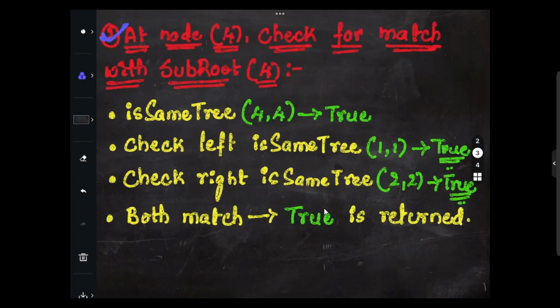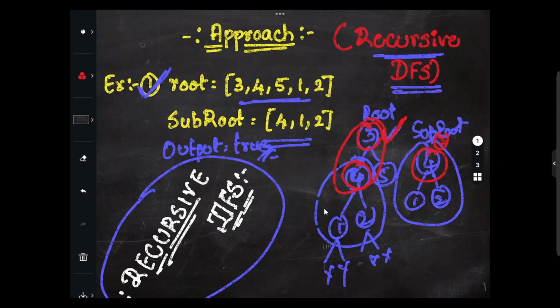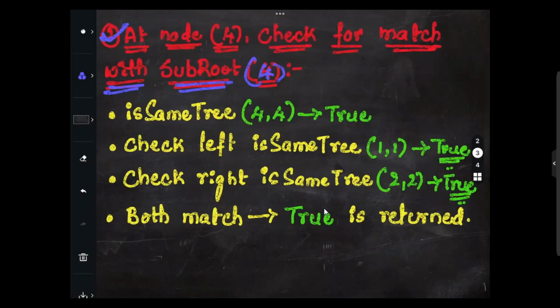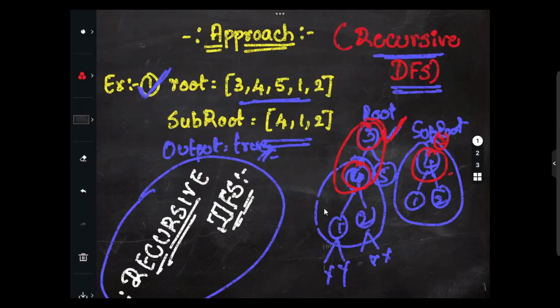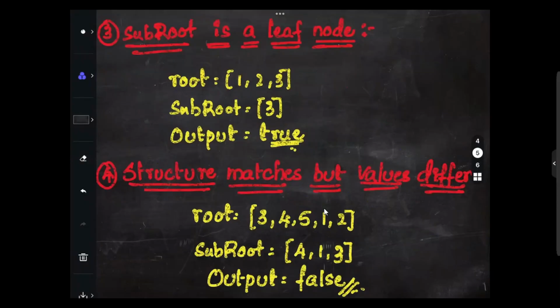Let's move on with the second edge case here. At node 4 we will check for the match with subroot 4, right? This also matches in this case. So for 4 comma 4 we will return true. First thing, we will check left is same tree of 1 comma 1. In this case, this is also true, right? So this is true.